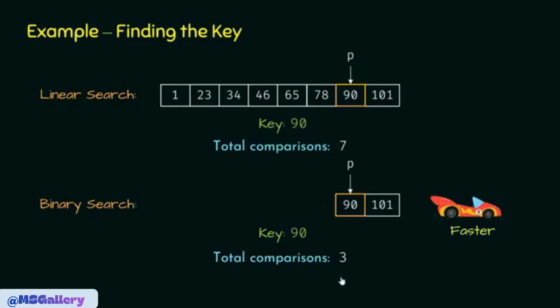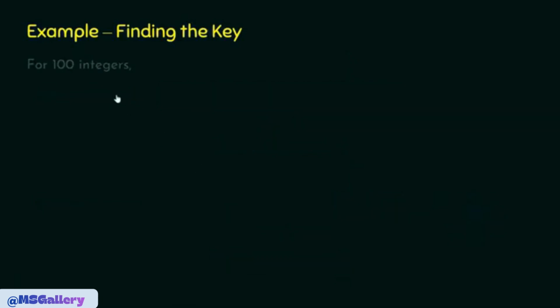But the difference will be much clearer if we take more integers. Let's take 100 integers. What if we have 100 integers in a list? Let us assume the worst case. Let's say that the item that we want to find out is available at the end of the list. Then in that case, linear search will take 100 comparisons to come to the conclusion that the item is available in the list. It will take 100 comparisons. What about binary search? Can you guess how many comparisons will be there?